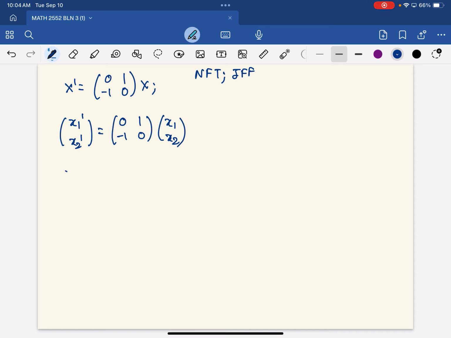So you get x1 prime is going to be x2, and x2 prime is going to be negative x1. Do you agree with me on that? I cannot use first order differential equation. I cannot use variable separable. Allow me to rewrite this as dx1/dt equals x2, dx2/dt equals negative x1. Right? Do you agree with me on that?